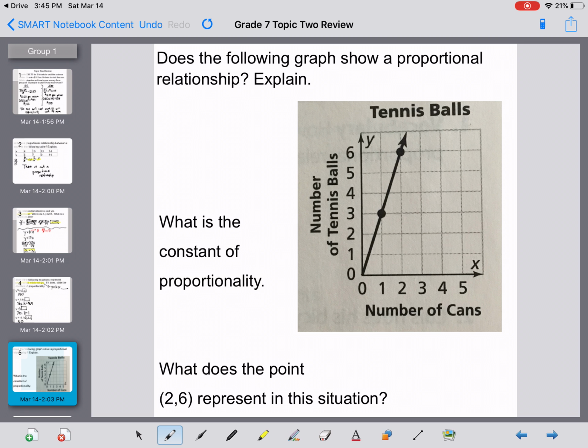Does the following graph show a proportional relationship? Explain. Take a second to copy down the question and draw the graph. We will answer these other two questions after. In order for a graph to be proportional, there are two things that have to be true. It has to be a straight line, and it has to pass through the origin.